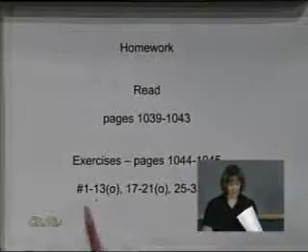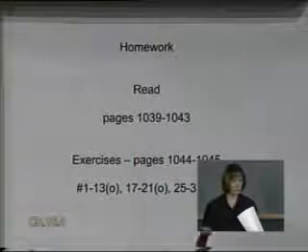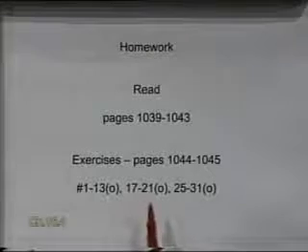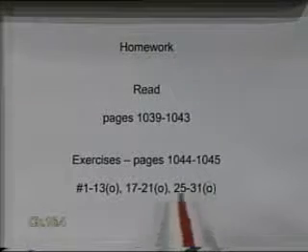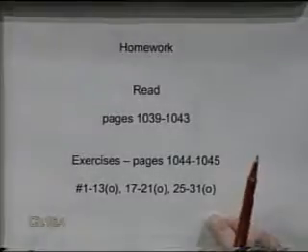And what I want you people to do is read over on pages 1039 to 1043. And then I want you to do 1 through 13 the odds, 7 to 21 the odds, and a couple here at the very end where it says change your order, change it into polars. If you want, you can skip those and wait because I'm going to do those examples next time. Nah, I think try them. Okay, try them.